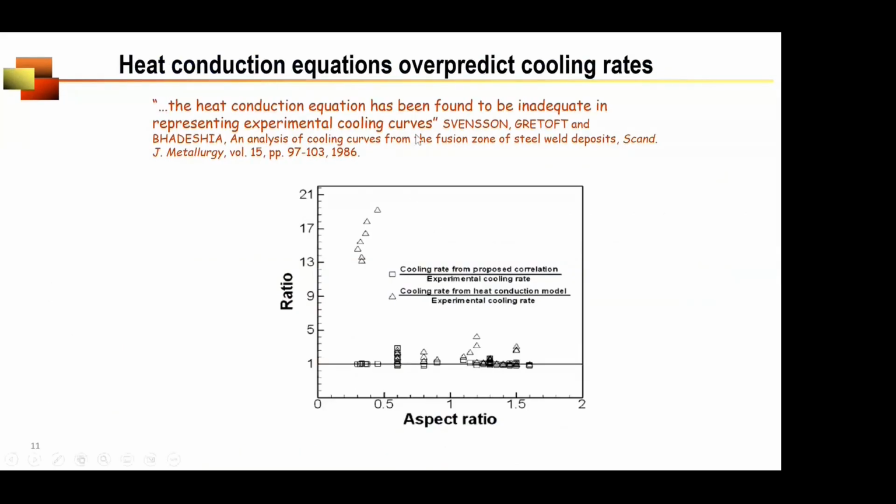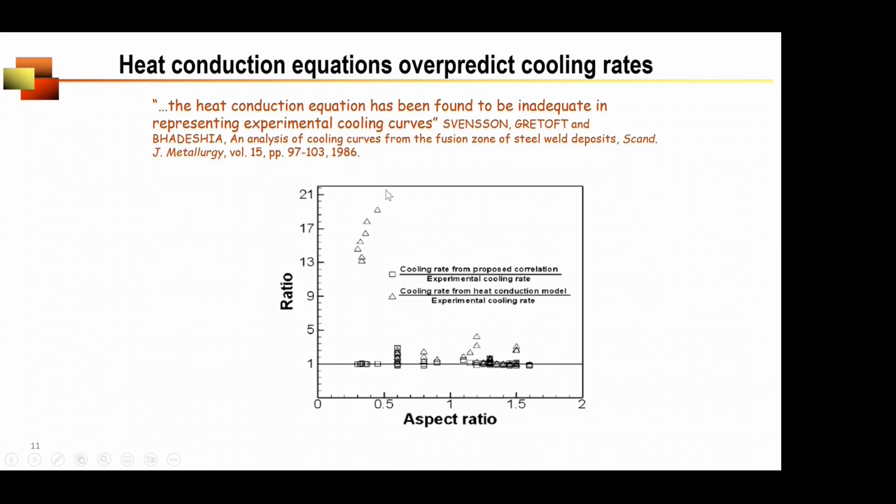Here is a quotation from Benson, Gratoft, and Harry Bhadeshia on analysis of cooling curves from fusion zone of steel weld deposits. So this is like a single track weld deposit published in Scandinavian Journal of Metallurgy, and it says the heat conduction equation has been found to be inadequate in representing experimental cooling curves. Why does he say that?